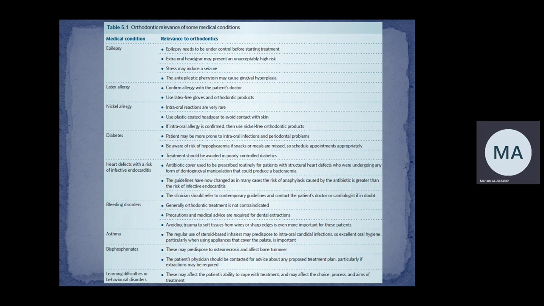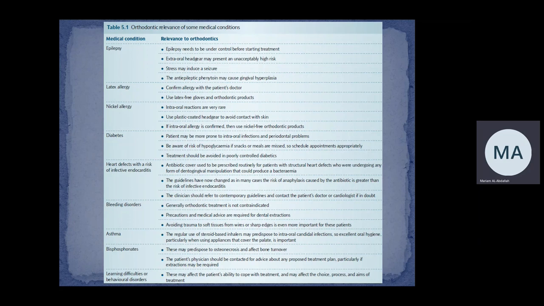For such patients, we need to try to avoid extraction of teeth if possible. We need to avoid using bands on molars and just use tubes. Impacted teeth are also very important for such patients. Sometimes we go for extraction instead of open exposure and traction, because this is a lengthy procedure that could increase the risk of problems. Bleeding disorders, asthma, bisphosphonates: patients with osteoporosis sometimes take certain medication like the bisphosphonates.